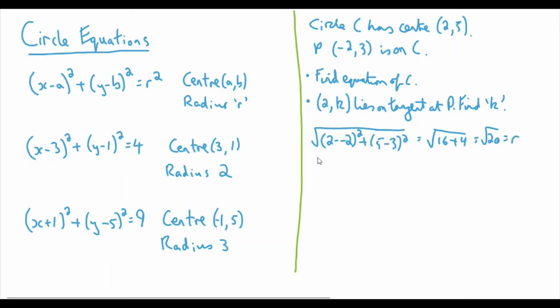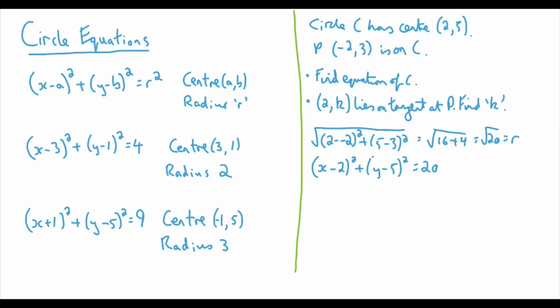Therefore, for the equation, we can say that it's (x minus 2) squared plus (y minus 5) squared equals, and root 20 squared is just 20. Now, as for finding out what k is, we're looking first of all for the equation of the tangent. Even though the question isn't explicitly asking for it, you'll need it in order to get to the end.